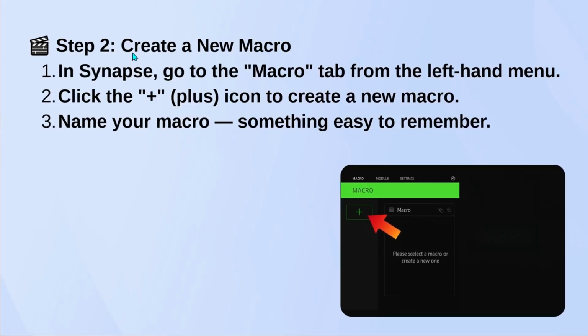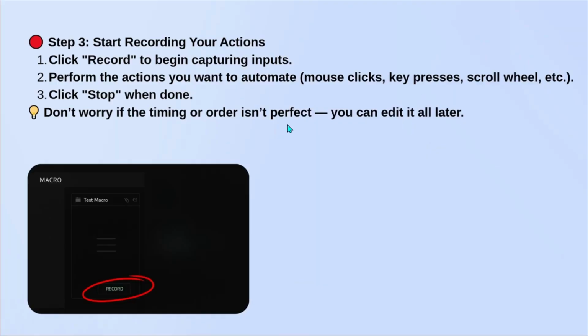Click the plus sign to create a new macro and give it a name you'll remember. Now you can start recording your macro. Click record and perform the actions you want to automate. This can include mouse clicks, keystrokes, or even scroll wheel movements. When you're done, hit stop.